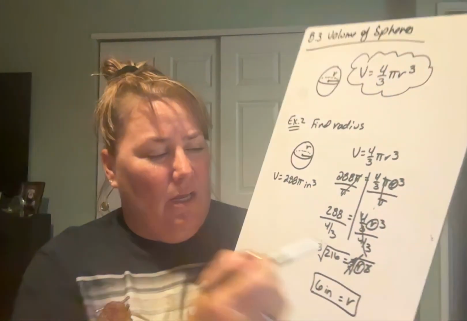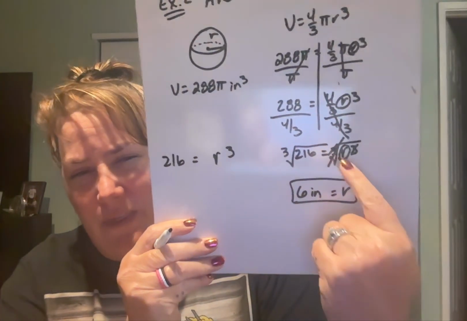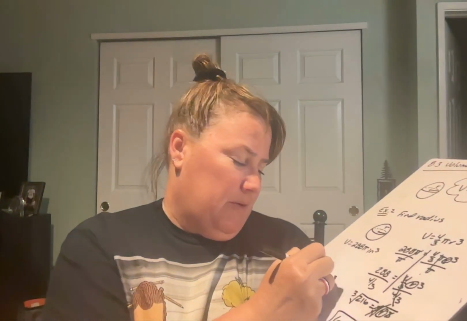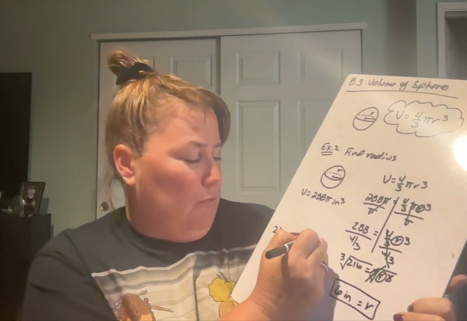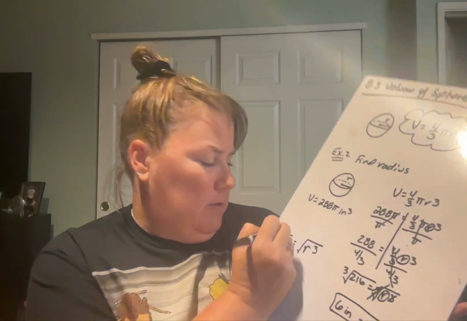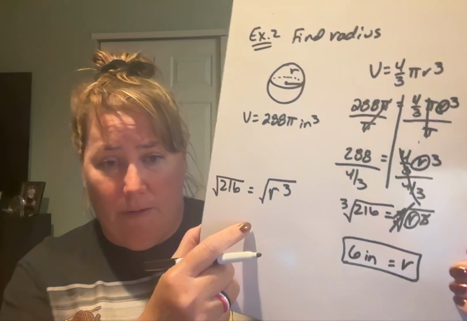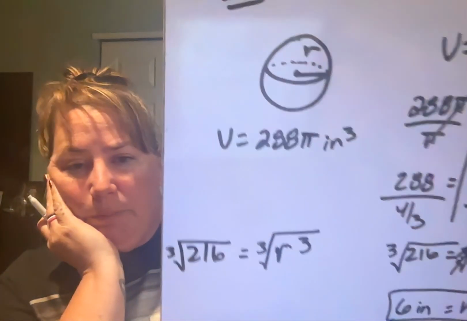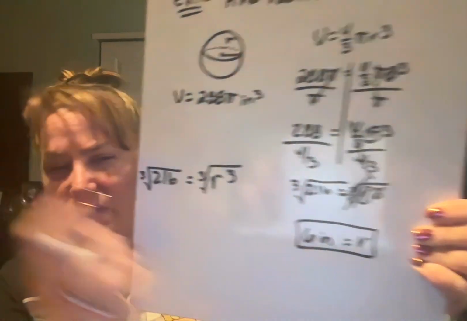All right. Now let me show you what this looks like. So I'm just going to rewrite it. So I had r cubed equals 216. I am just rewriting this part over here so you can see what I was doing. Make it a little bit bigger. So I'm going to undo this cube. So I'm going to write the square root symbol. And I'm going to put a 3 right here and a 3 right there.